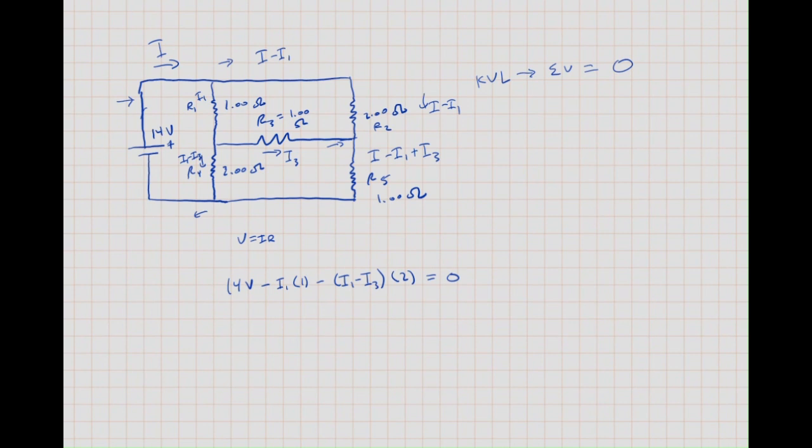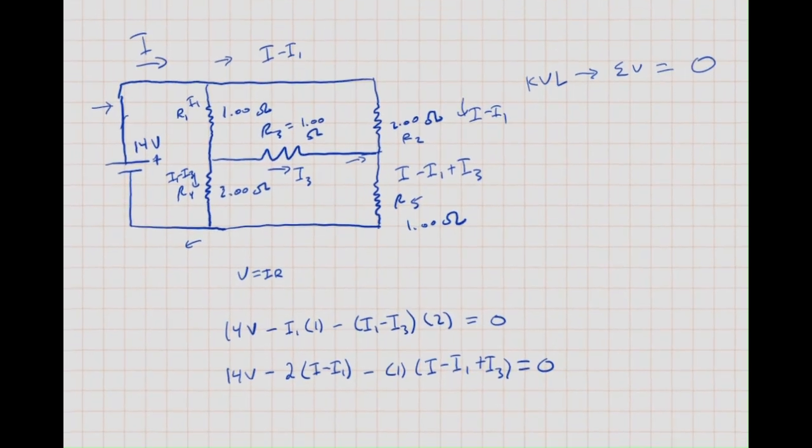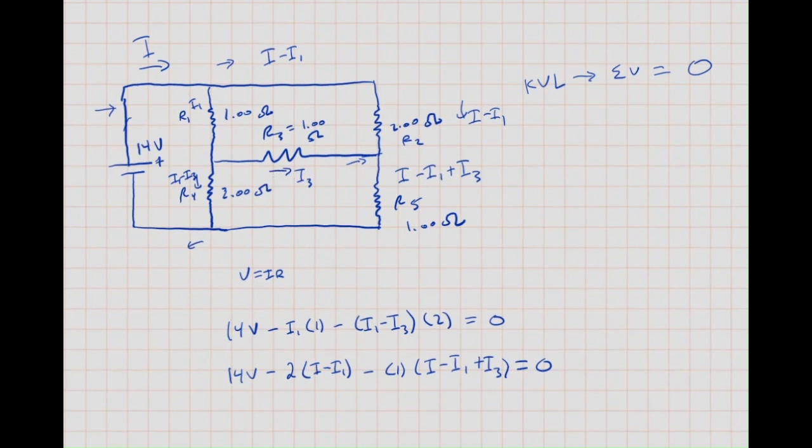Then I'll do the same for the outer loop. Outer loop, 14 volts. We hit resistor 2, which is 2 ohms, so it'll be minus 2 times the current going through it, which is I minus I1. Then we'll hit resistor 5, which is 1 ohm, times I minus I1 plus I3, equals 0. And for our top loop, there's an important concept you have to keep track of here. You need to keep track of which way your current is going. So I'll start out normally.